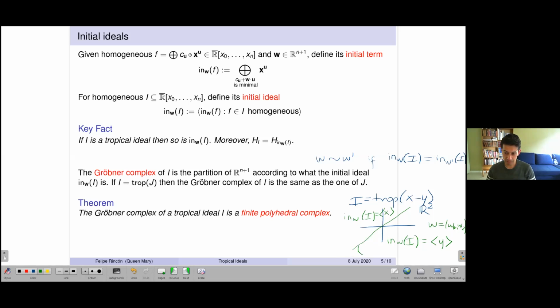In this cell where x is exactly equal to y, the initial term of x minus y is, well, you pick both of them. I'm going to write it already tropically. Let me just say it's equal to I, even though that's not completely precise, but you pick x minus y as the leading term. So in this case, the Grobner complex is going to have three cells: two maximal dimensional cells corresponding to these half spaces, and a one-dimensional cell, which is where they meet. And that's the Grobner complex corresponding to this tropical ideal. And in the exercises, you are going to do one that is slightly more complicated, but not too much.